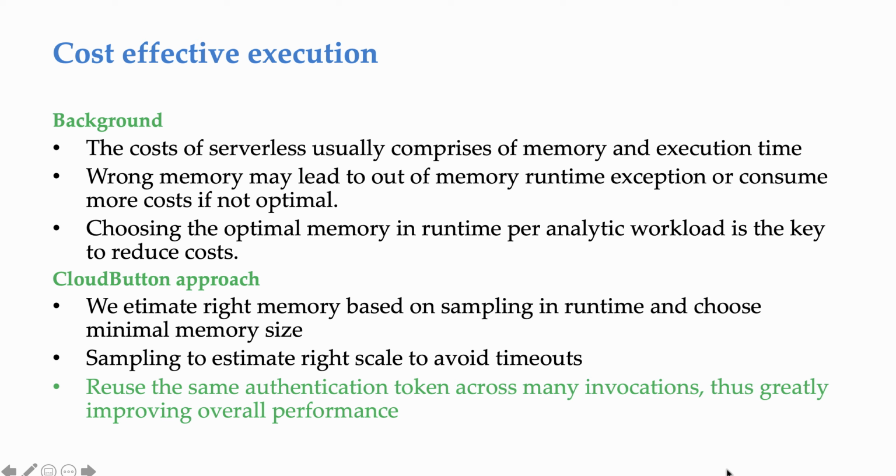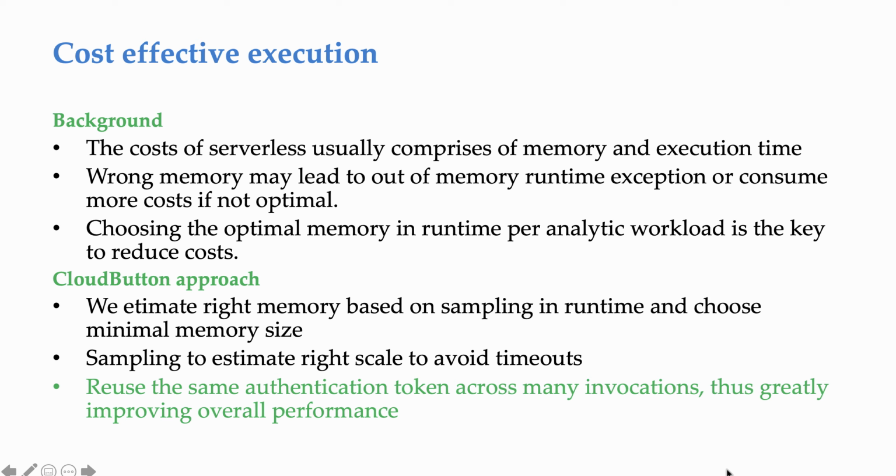So in Cloud Button, we do some sampling and we estimate the right memory based on sampling, and then we try to figure out what runtime we want to use. We demonstrated it for the metabolomics use case, and we are going to generalize this model for a broad scope. Those samplings are very important because they also prevent timeouts or all kinds of serverless limitations that exist.